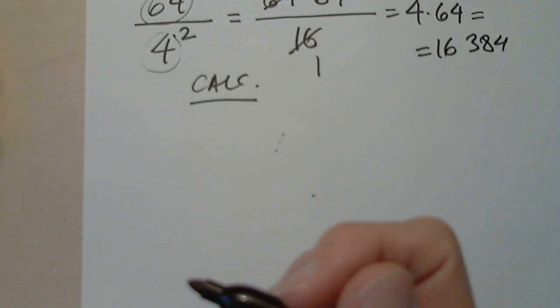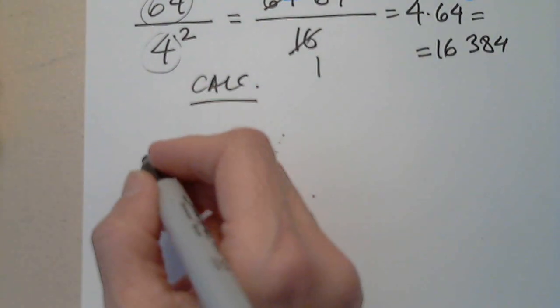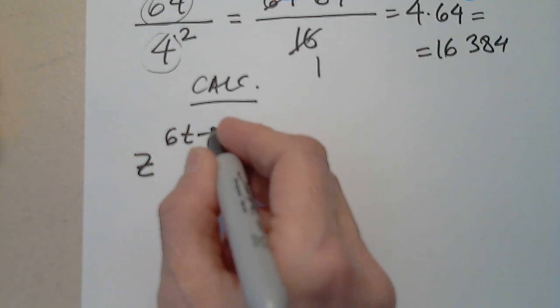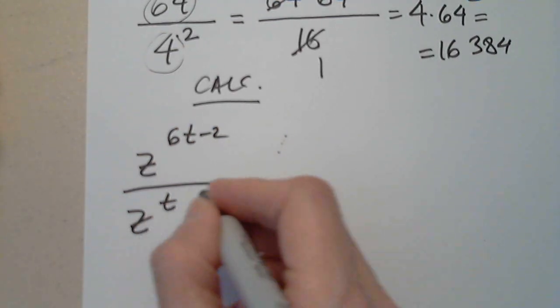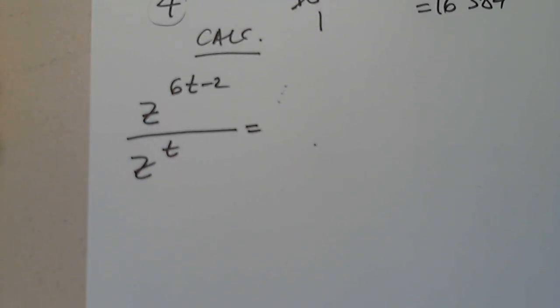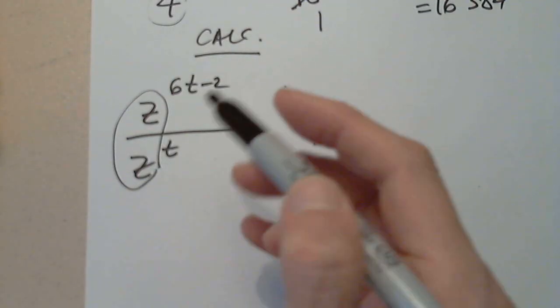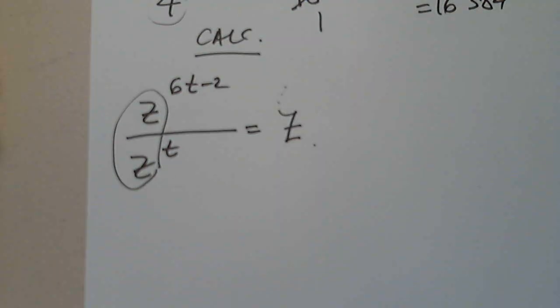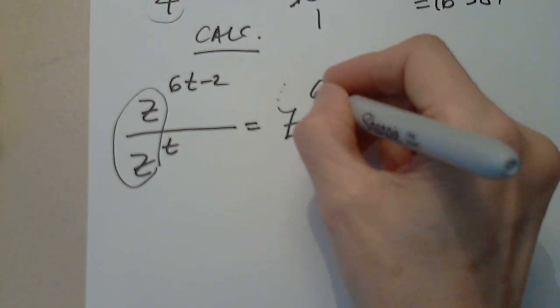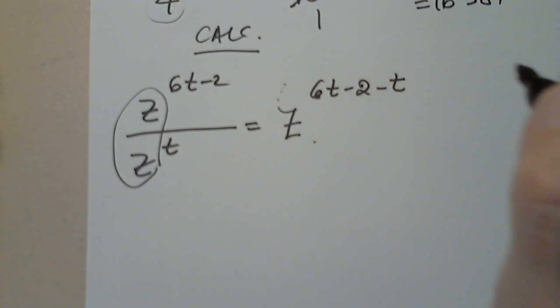Okay, 2 more before we look at 5.4, the other part. So let's say I have z raised to 6t minus 2 over z raised to t. This looks more difficult than it is. Do I have the same base? I do. So I copy the base, z. Now what do I do with the exponents in this case? Subtract? Yes, from 6t minus 2, I subtract t.